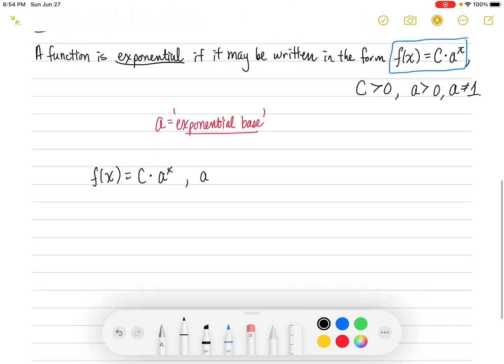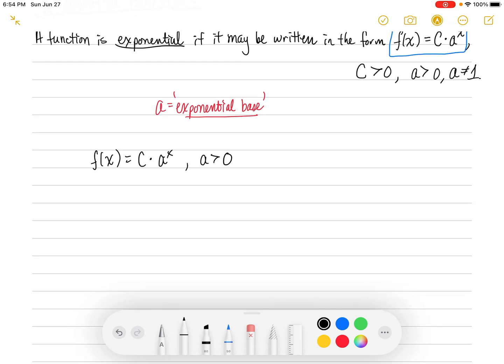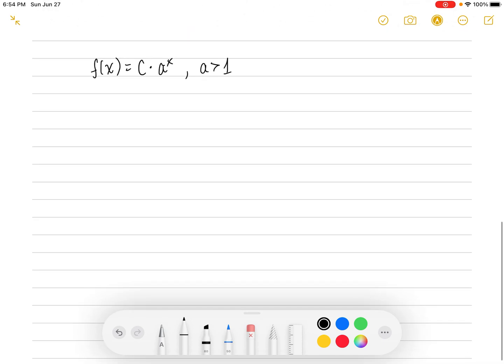We're going to use f of x equals c times a to the x. And let's pretend that a is here. So a has to be positive. It could be two possibilities. A could be in between 0 and 1, or a could be bigger than 1, but it can't be 1. Let's just say a is positive and it's bigger than 1. Okay, positive and bigger than 1. So that'd be, say, it's greater than 1.